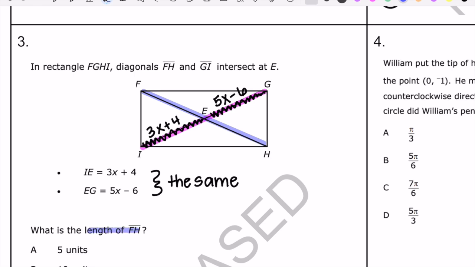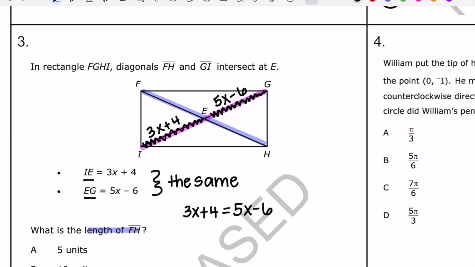But the key is that if I can find the length of E to I and E to G, I can add those together and I know the length from F to H. So we're going to take these two values and set them equal to each other because we know that they're the same in length. And we're going to solve for x. Once we solve for x, we can easily find our value.